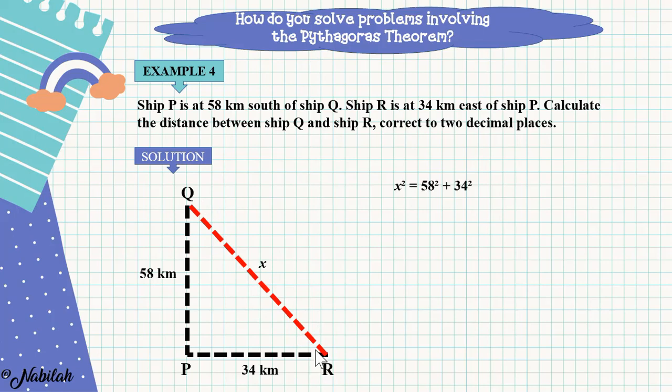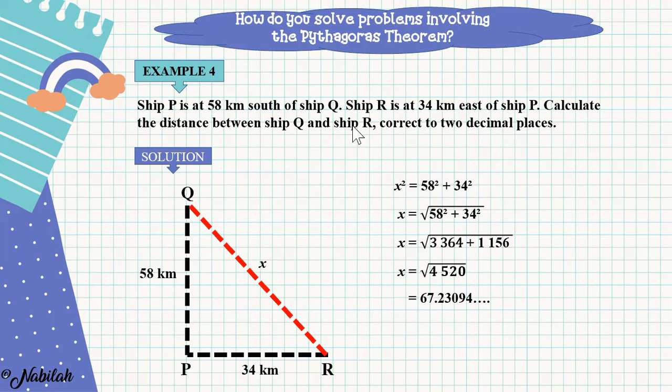So same, this is a right angle triangle, so we can use Pythagoras Theorem. The x is the hypotenuse. So x squared equals 58 squared plus 34 squared. Then you calculate, you will get 67.23094. Okay, for this case we want 2 decimal places. So the distance between ship Q and ship R equals 67.23 km.